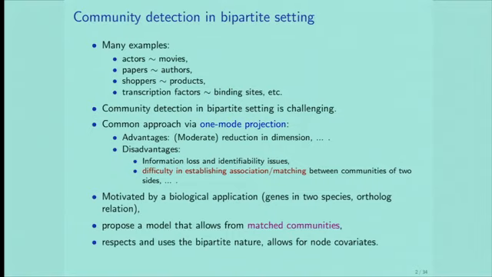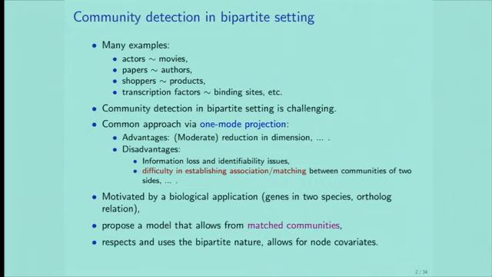Community detection is a popular topic in network analysis, and many people in this room have contributed to this area, and it has seen a lot of significant advances. I'm going to talk about a particular problem in this area, namely community detection in the bipartite setting. There are many examples of bipartite networks, and here's a list. You could come up with a lot more. And the issue is that community detection in the bipartite setting is challenging, if you have tried to do it.